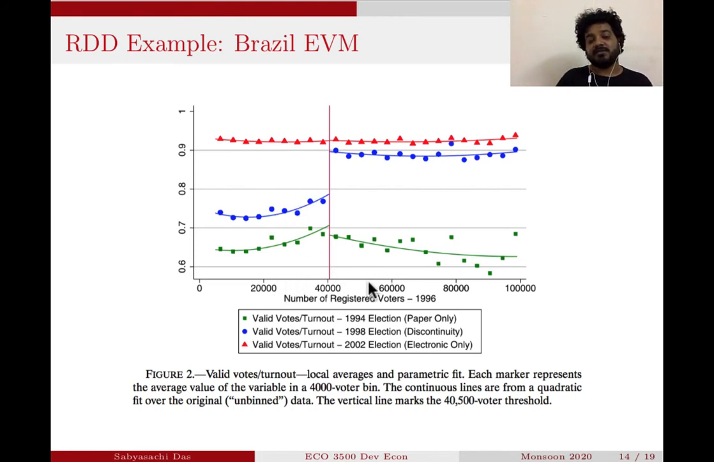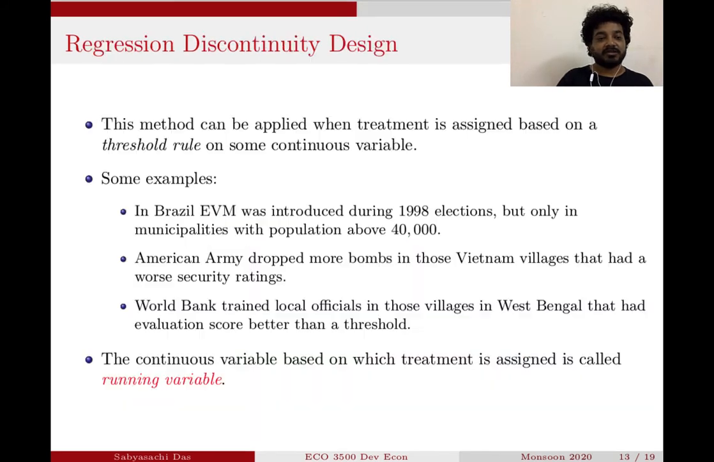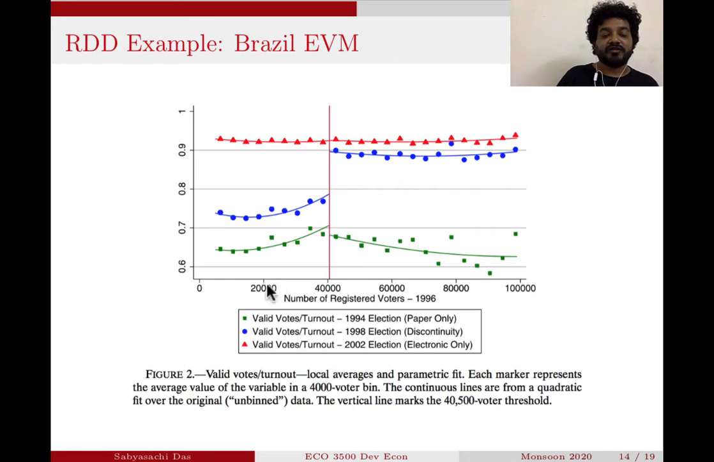By the way, this continuous variable is also called the running variable, as I've mentioned in the previous case. So this continuous variable based on which treatment is assigned is called the running variable. You have to consider whether you have to allow for the possibility that your outcome variable has a different relationship with the running variable to the left of the threshold and to the right. So on the left it is increasing, for example, on the right it is flat. In this case, it could be something else in some other case.